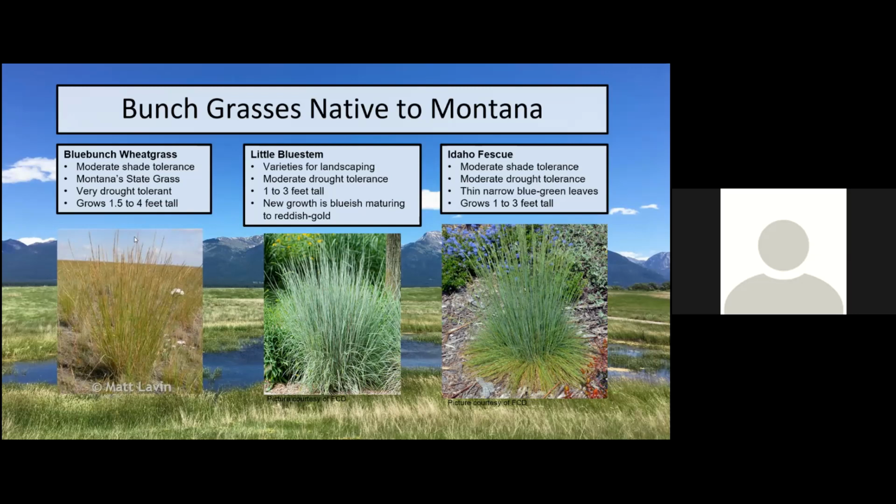So I have in here blue bunch wheatgrass, which is Montana state grass, and it grows up to 4 feet tall. And then I have little blue stem. There's different varieties for landscaping. This one grows 1 to 3 feet tall, and is a bluish color, maturing into reddish gold. And then Idaho fescue, which is drought tolerant and has a blue-green leaf and grows 1 to 3 feet tall.